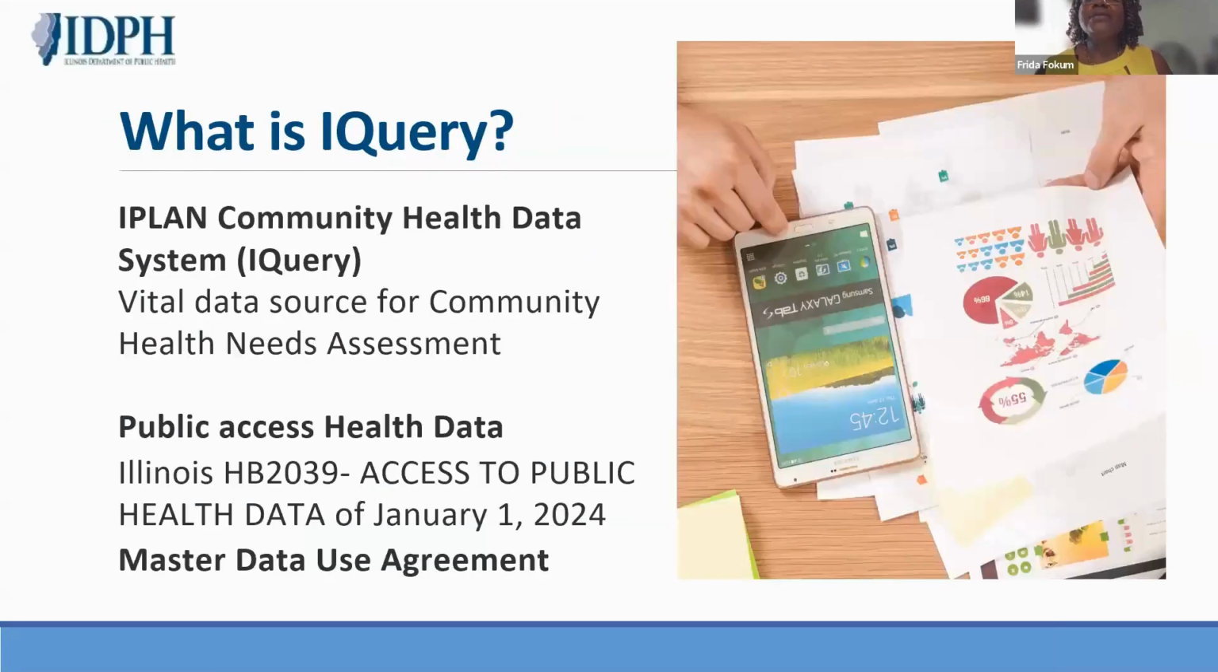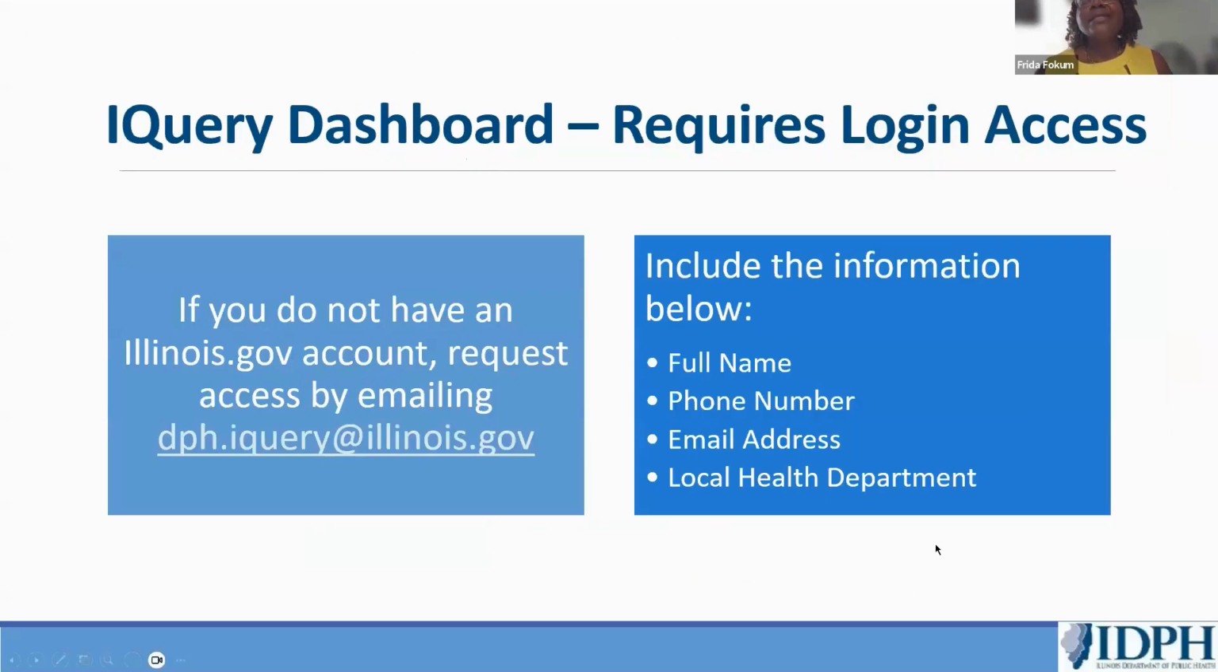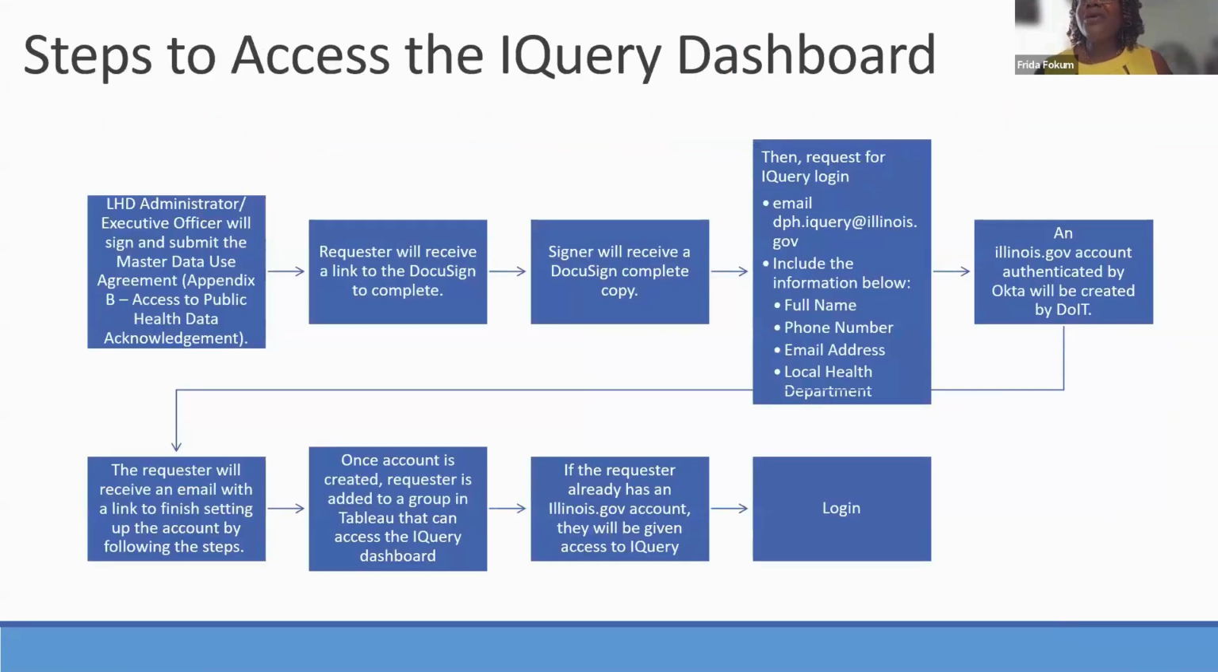So our next section is, as Joanne said, we need a master data use agreement. And if you don't have an illinois.gov account and wish to use IQuery, please send an email to dph.iquery@illinois.gov. In that email, please include your full name, phone number, email address, and local health department.